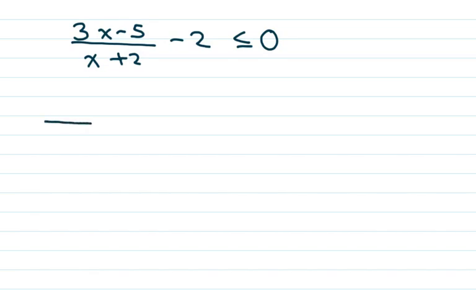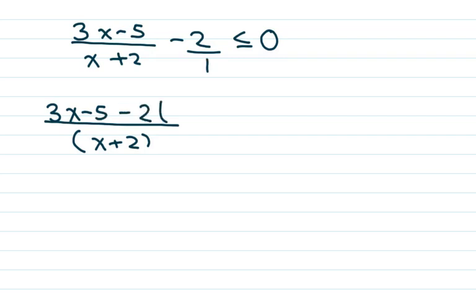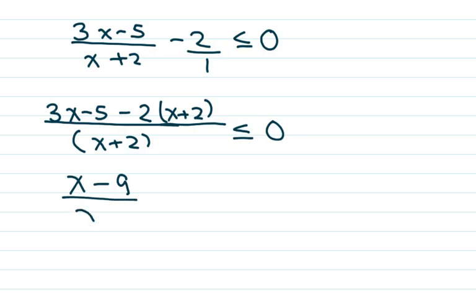Now I want my common denominator to be x plus 2 for both. So I want this to have the x plus 2, so I'm going to write 3x minus 5. It already has the correct denominator. Minus 2 times x plus 2. And simplifying this, we're going to get x minus 9 over x plus 2 is less than or equal to 0.